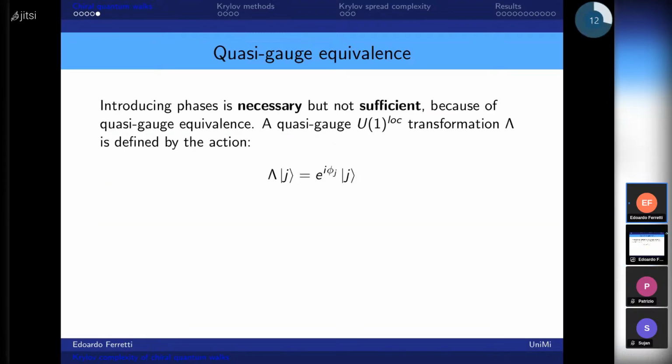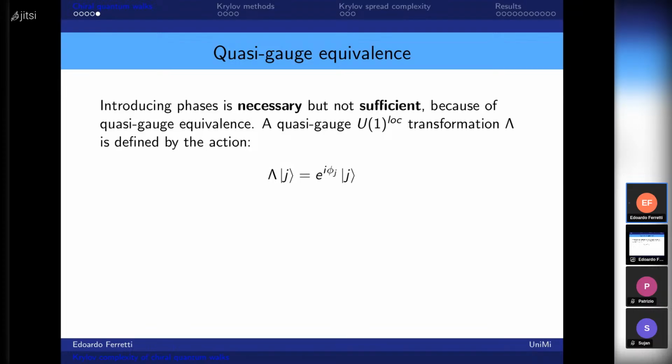But there's a caveat to this, because in general, adding phases is necessary, but not sufficient to have different transport probabilities. This is due to this class of symmetries called quasi-gauge equivalence, quasi-gauge symmetries, defined similarly to what gauge symmetries in high energy physics are. So it's just a local rotation by a complex phase of the elements of the basis.